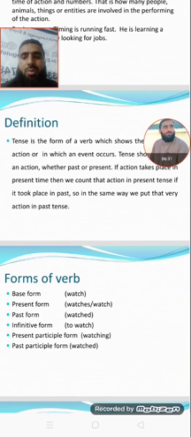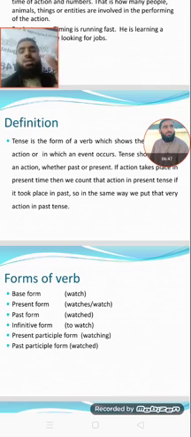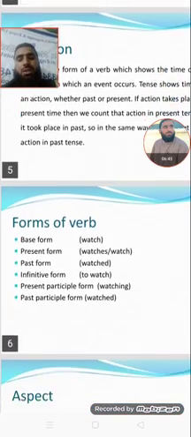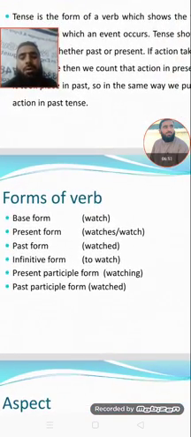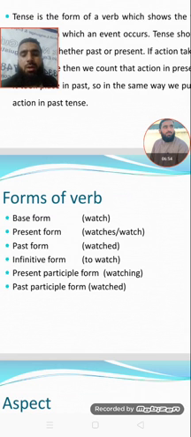Dear students, I defined tense: tense is a form of a verb. Now, we have 6 forms of verb. Tense is the form of a verb, and we have 6 forms of verb. These 6 forms are base form, present form, past form, infinitive form, present participle form, past participle form.